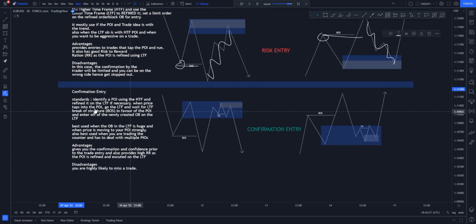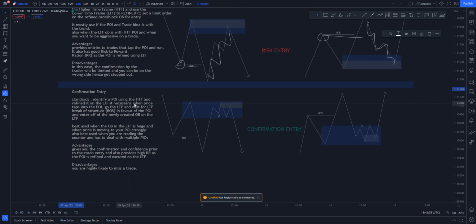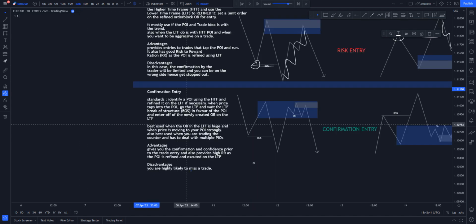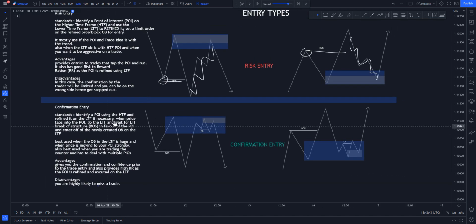Now let's come to confirmation entries. The standard is to identify a POI using the higher time frame and then refine it on the lower time frame if necessary, right? When price taps into the POI, go on the lower time frame and wait for the lower time frame break of structure, which is the BOS, in favor of the POI, and enter off of the newly created order block.